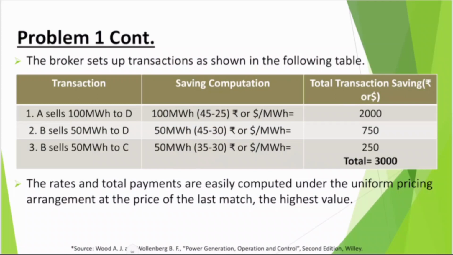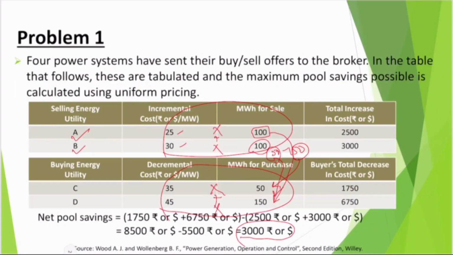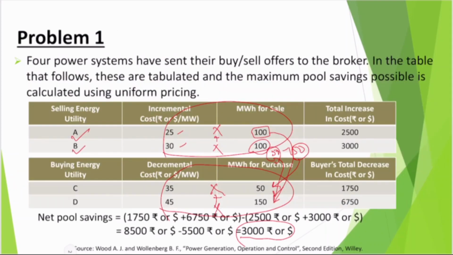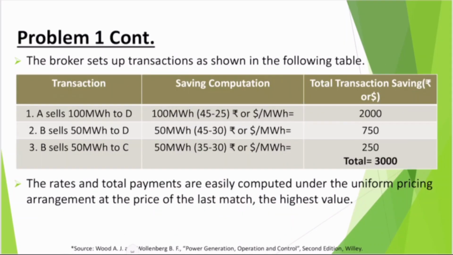So if you calculate the savings, because you know the incremental and decremental costs available, what is the saving on the 100 megawatt hour sold from A to D? It is the decremental cost of D minus the incremental cost of A, multiplied by the block. That means 45 minus 25, multiplied by 100, which gives me rupees 2,000. If you repeat this for B and D as well as B and C, you will find 750 as well as 250.